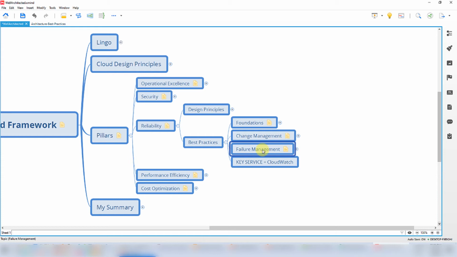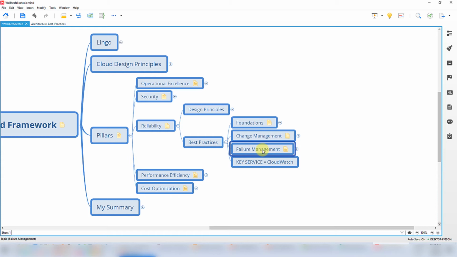Failure management. Now, failures are to be expected in complex systems. The key is to detect, respond to, and prevent recurrence of these failures. And some good practices include, instead of trying to repair a failed resource, just create a new one and diagnose the old one in parallel.